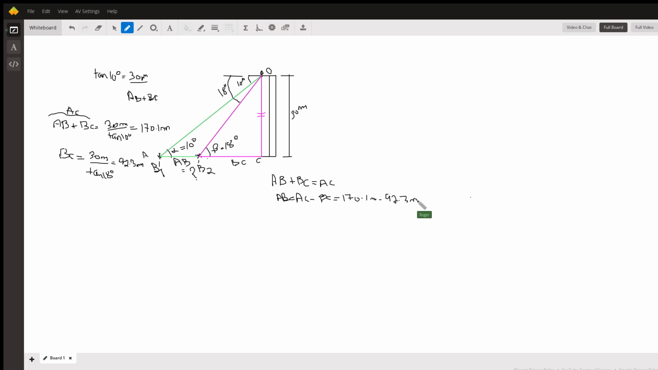That equals 170.1 minus 92.3. I got 77.8 meters is the distance between the two boats, A and B.